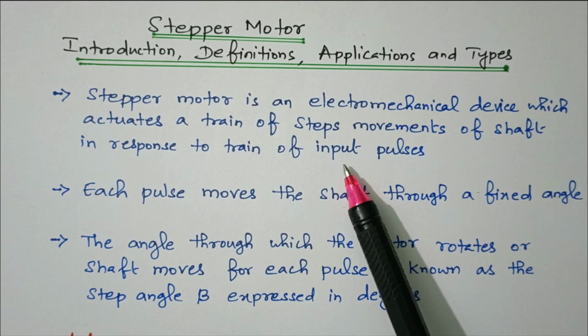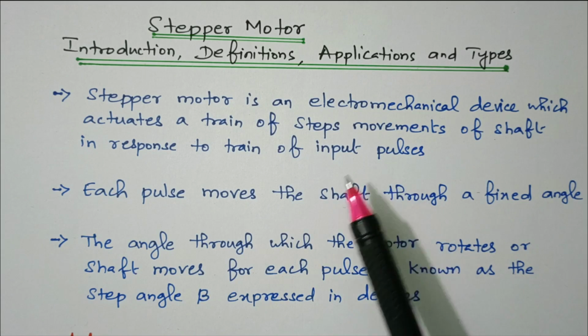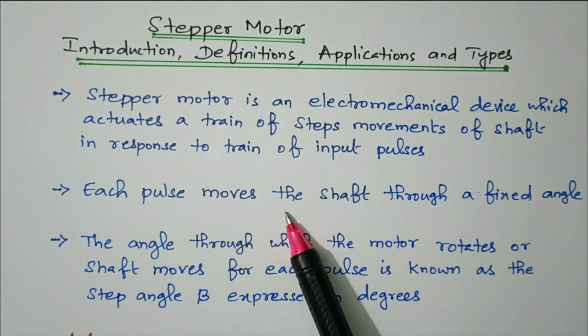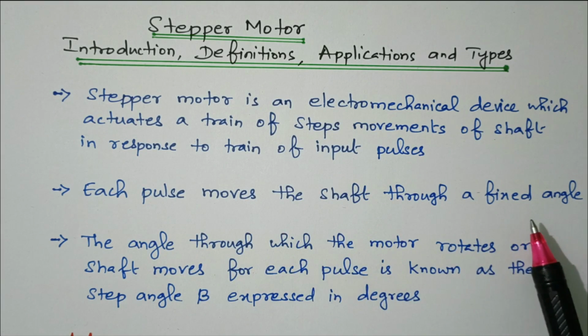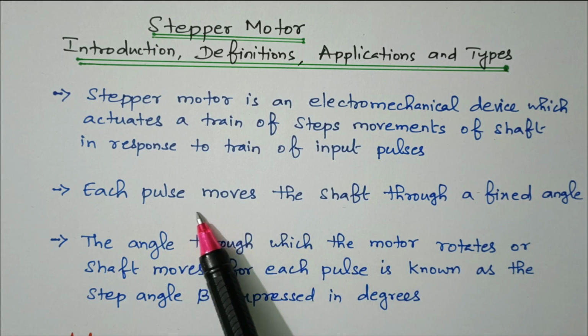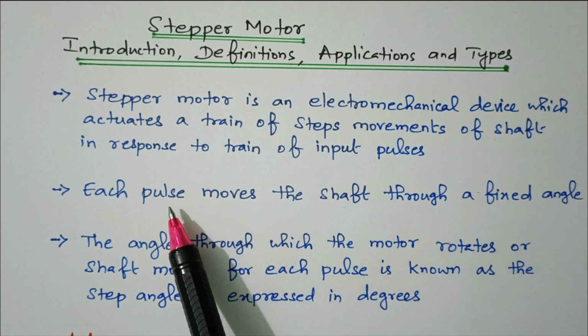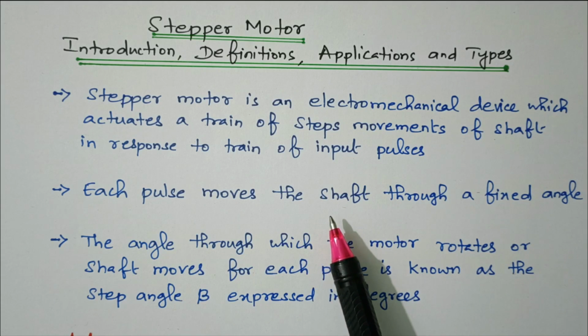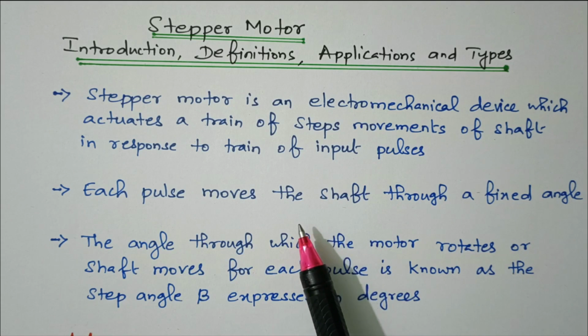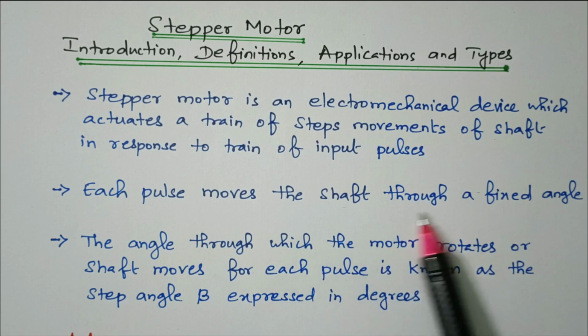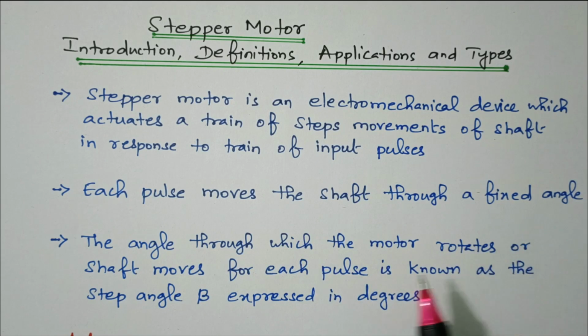The supply is not given continuously. When the pulse is given, it will rotate. Each pulse moves the shaft through a fixed angle. So these pulses are designed in such a way that it will rotate through a particular angle. This angle is decided by the pulses. So the continuous supply is not given; pulses are given that will make the rotation in a particular fixed angle.